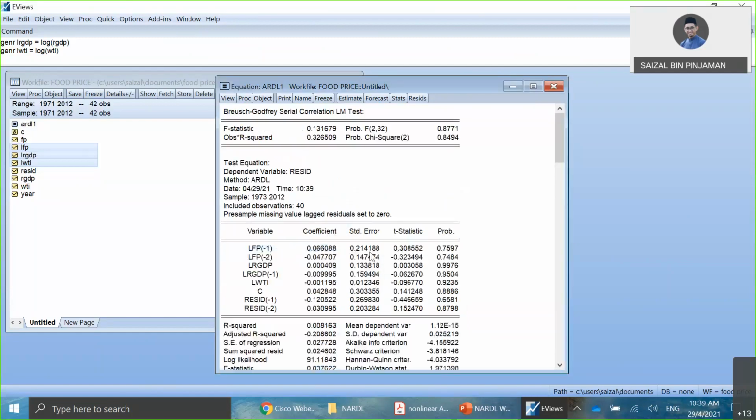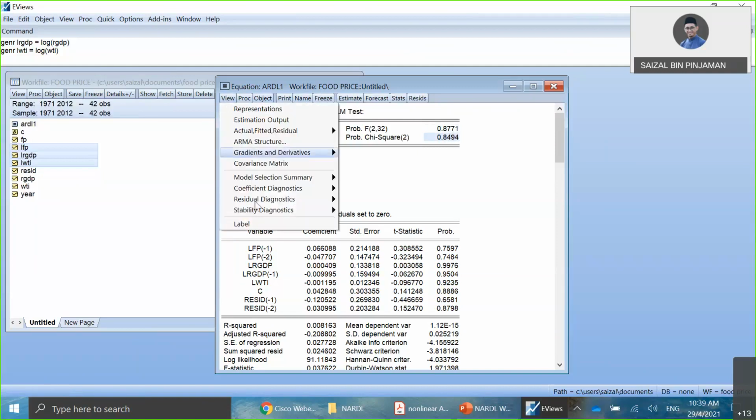So we click OK. We look into the probability value for the F statistic and chi-square. Here you can see that the probability value is higher than 10%. Since it is higher than 10%, we fail to reject the null hypothesis of no serial correlation in our model. In other words, since the probability value is larger than 10%, we can conclude that our model is free from serial correlation.